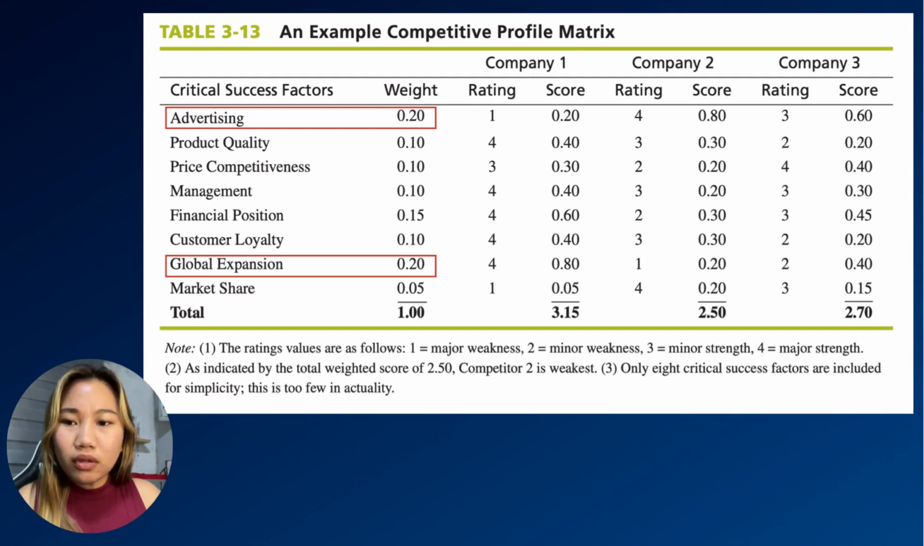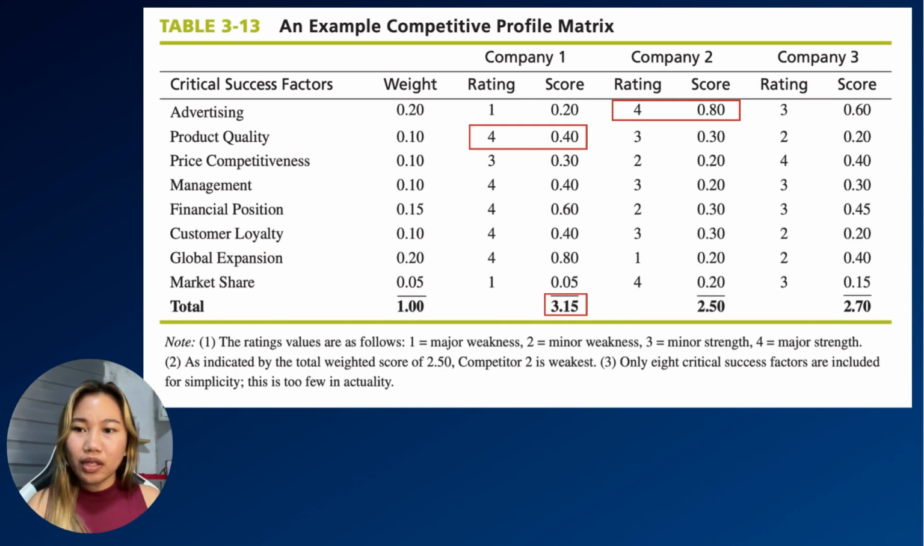In this example, the two most important factors to being successful in the industry are advertising and global expansion, as indicated by weights of 0.20. So if there were no weight column in this analysis, note that each factor then would be equally important. Thus, having a weight column makes for a more robust analysis because it enables the analyst to assign higher and lower numbers to capture perceived or actual levels of importance.